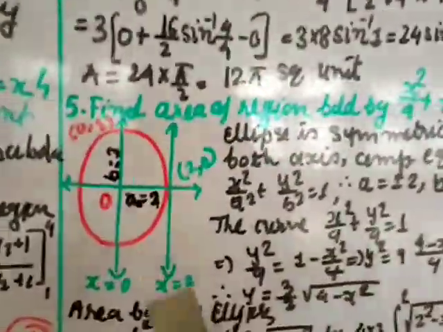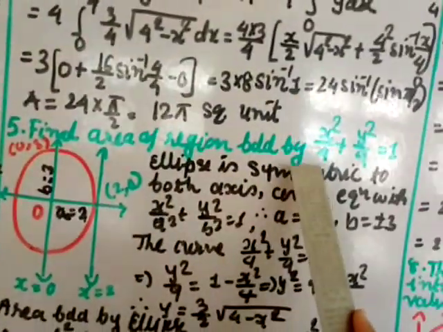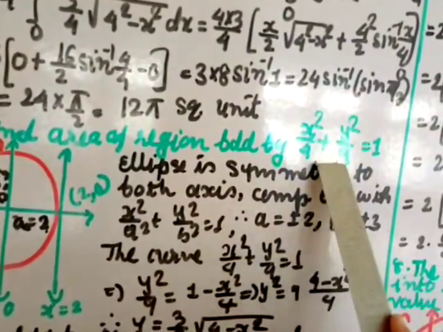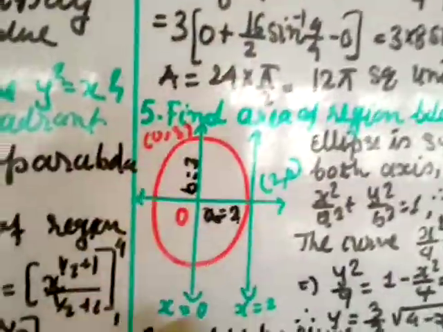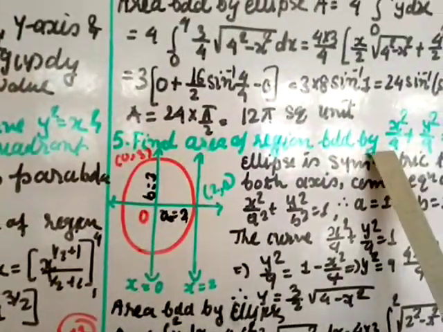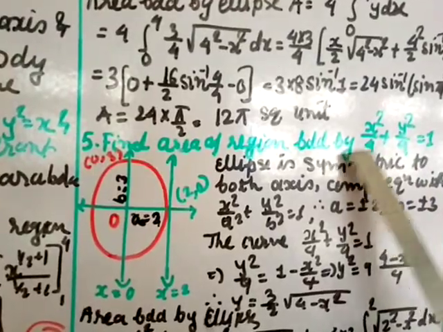Question number 5. Find area of region bounded by x square by 4 plus y square by 9 equal to 1. Same way, but here what happens? The ellipse is in this shape, because 9 is bigger than 4. This is b square, this is a square. So this is bigger, so it is in this form. Only that is the difference.